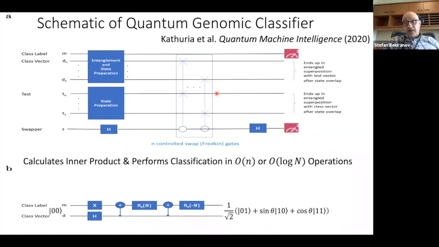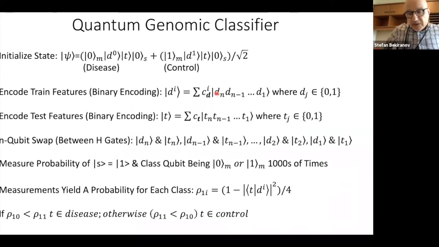All right, so here is a little bit more of the mathematical formalism. I'll just walk you through it briefly. It's saying the same thing. My full state is the disease state, where I have the 0 class qubit, my disease pre-summed encoded vector, the test vector, and the swapper qubit set in the 0 state. Similarly, I have the control class 1 qubit, the full D1 control state, the same test vector, a 0 swapper qubit, and it's normalized.